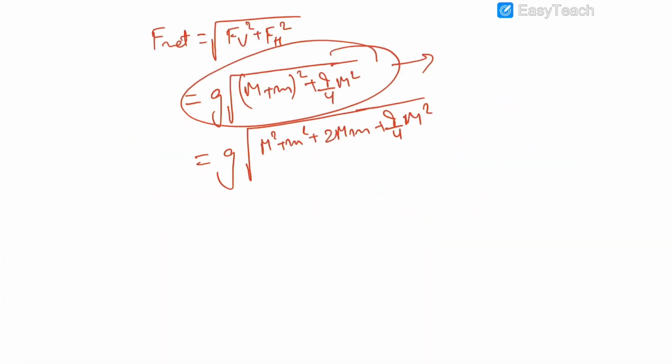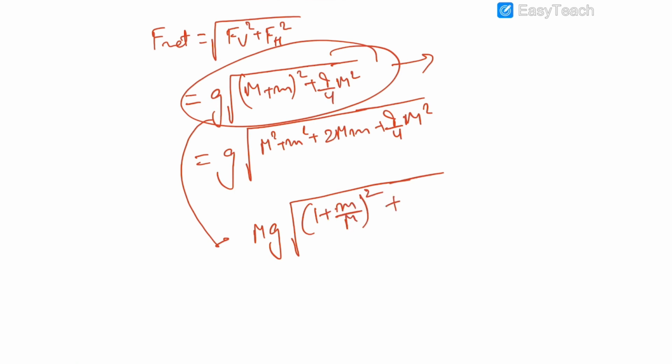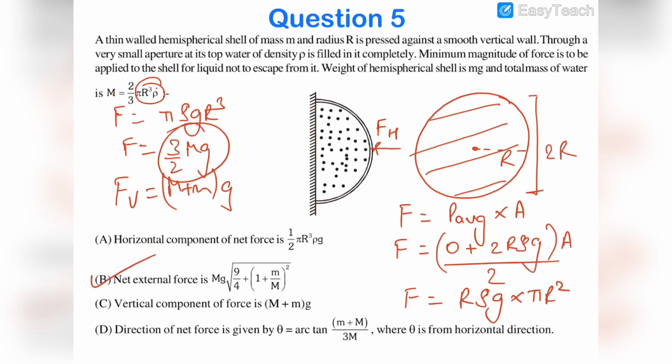So you can see that if we take out mg common, then it would be 1 plus M by m whole square plus 9 by 4. So we can say that one correct answer is B, and the vertical component of the force will be (M plus m)g. So C is also correct, and the direction of force is given by this.